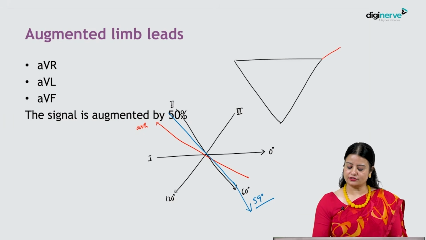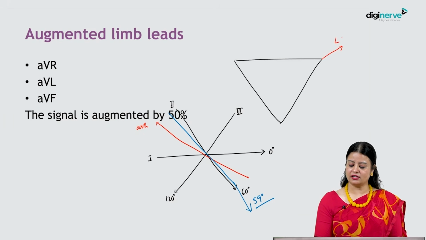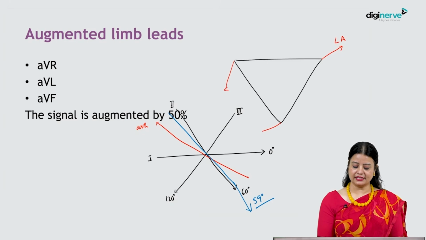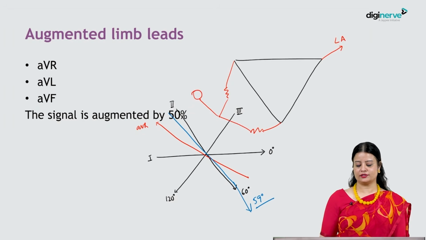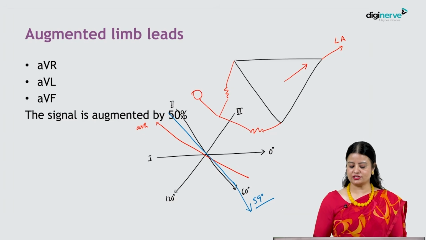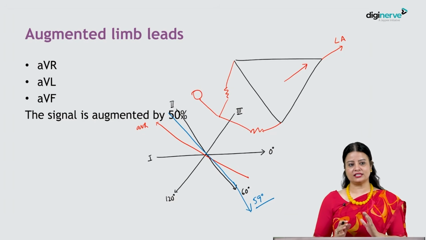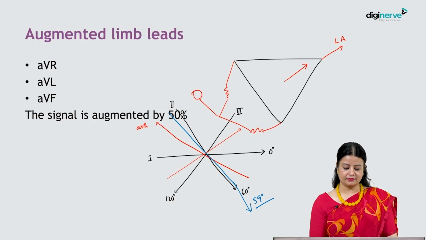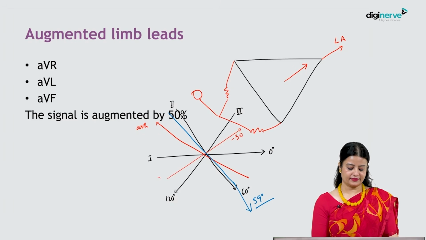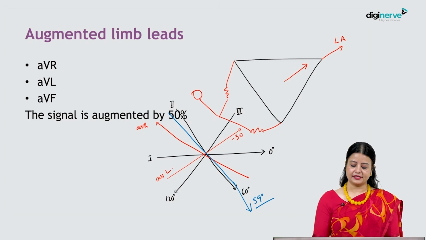The active electrode in AVL is on the left arm and the other two electrodes are joined with the resistance to make the indifferent electrode. Hence, the direction of the active electrode is towards the left arm. So this would be minus 30, AVL.